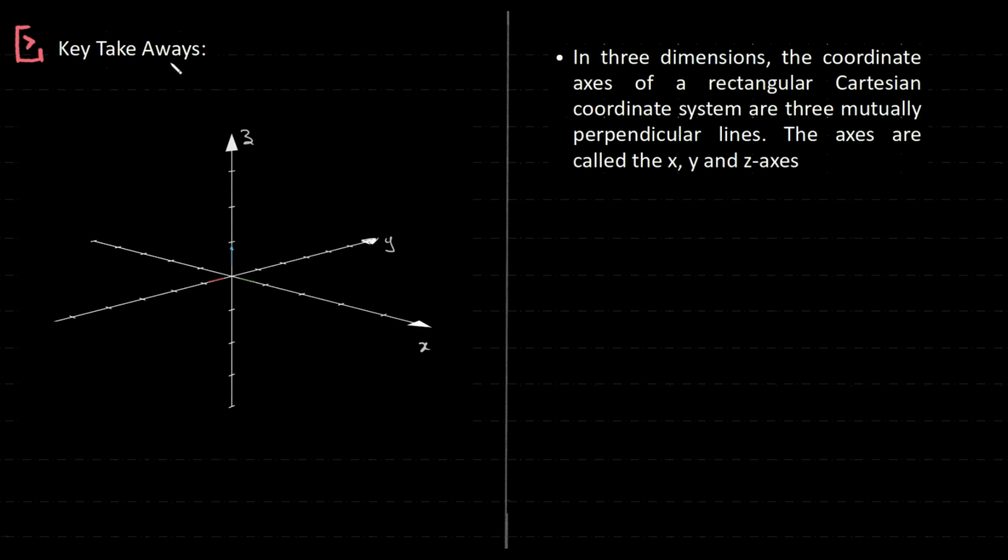Let's look into the key takeaways from the topic. The very first thing is that we have the three axes: x, y, and z axis. In a three-dimensional space, the coordinate axes of a rectangular Cartesian coordinate system are three mutually perpendicular lines. They make an angle of 90 degrees with respect to each other. These axes are called the x, y, and z axis.